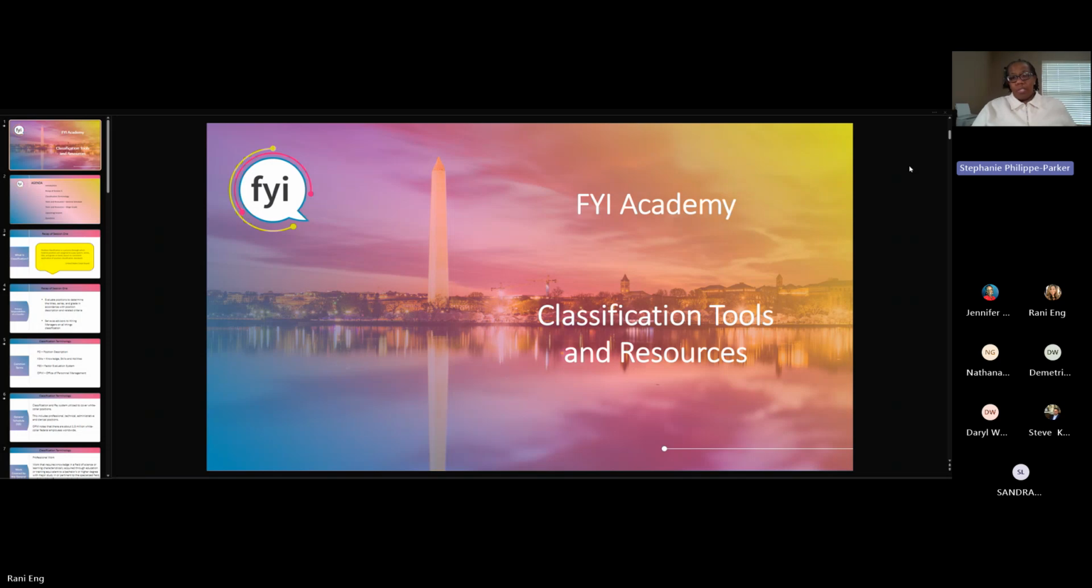Not too long ago, we had the first session where we discussed the role of a classification specialist. And today's going to be part two, where we're going to be going over classification tools and resources that a classifier utilizes in their role. So let's jump right in. Next slide, please.